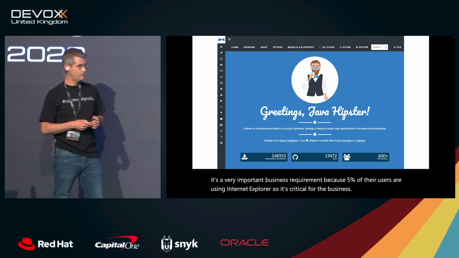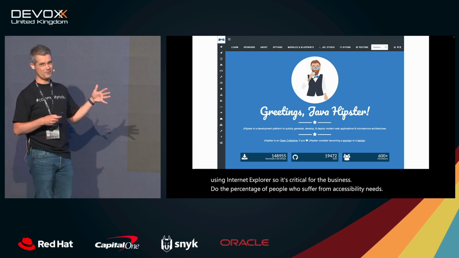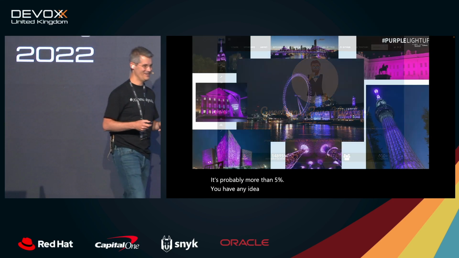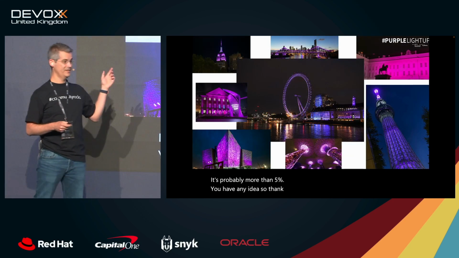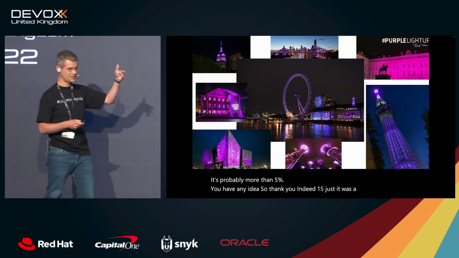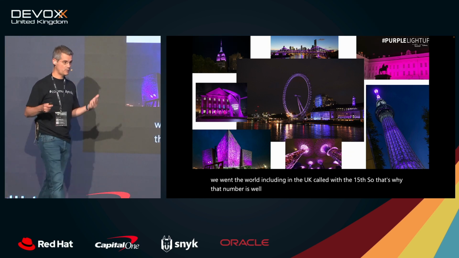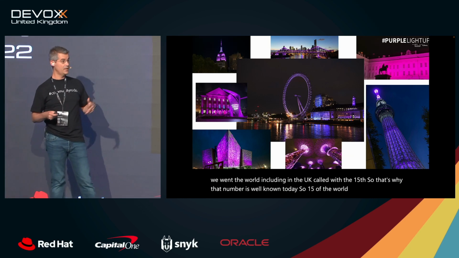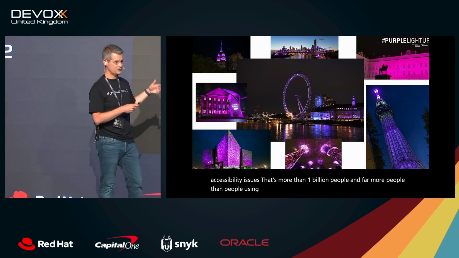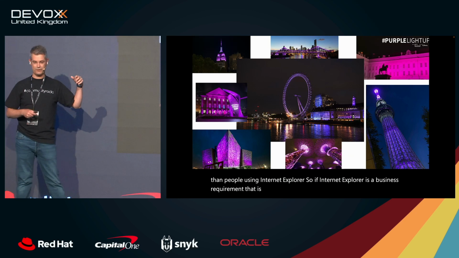Do you know the percentage of people who suffer from accessibility needs? It's probably more than 5%. Do you have any idea? 15%, so thank you. Indeed, it's 15%. Last year, there was a campaign everywhere in the world, including in the UK, called We the 15, so that's why that number is well known today. So 15% of the world's population is having accessibility issues. That's more than 1 billion people, and far more people than people using Internet Explorer. So if Internet Explorer is a business requirement, that is a very critical business requirement for you.